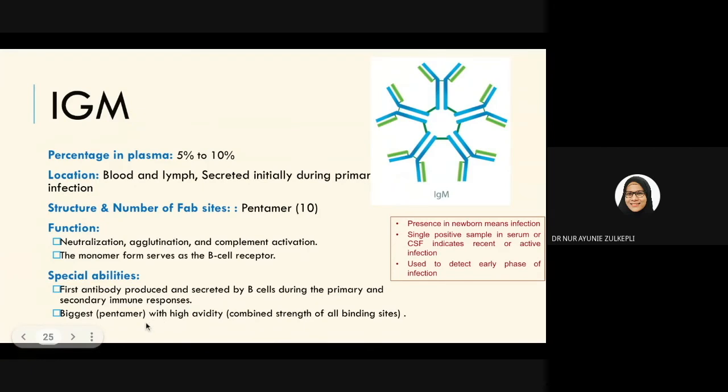and it is the biggest, because it is in a pentamer structure with high avidity, combining the strength of all binding sites, because it has 10 Fab sites that have a strong ability to bind to the antigen.